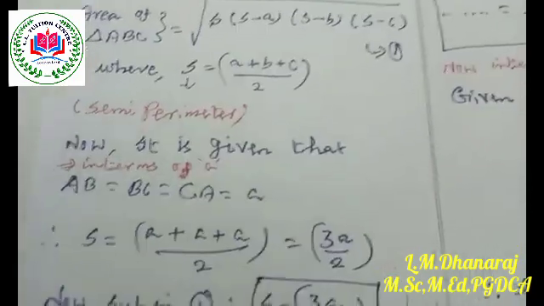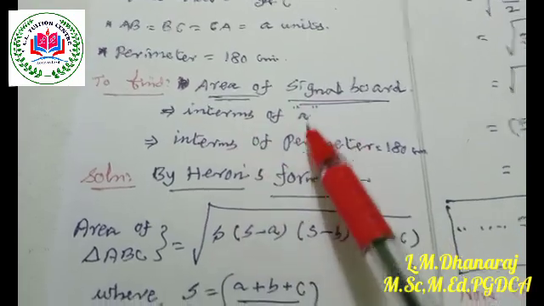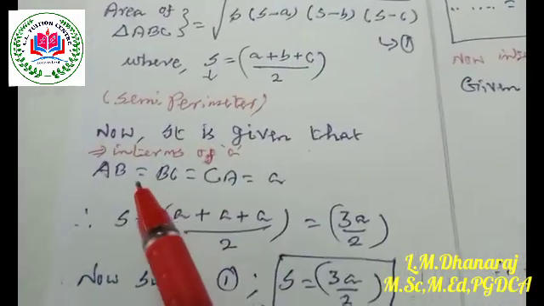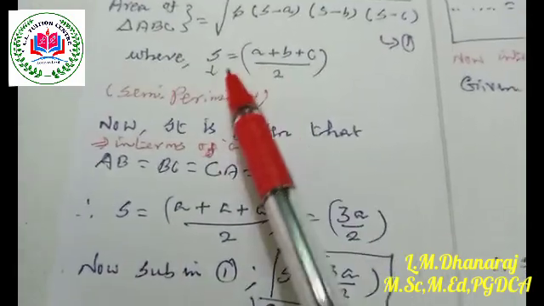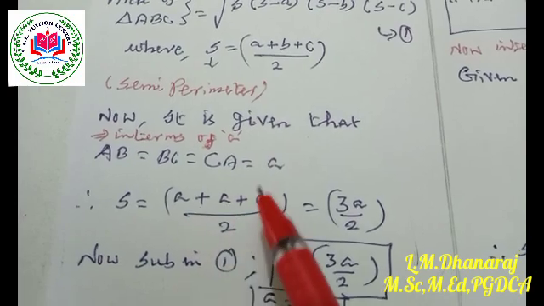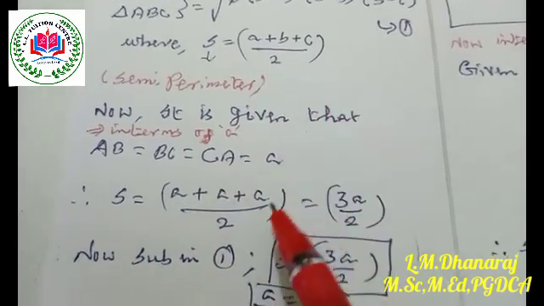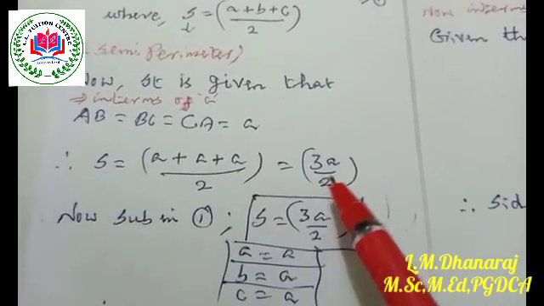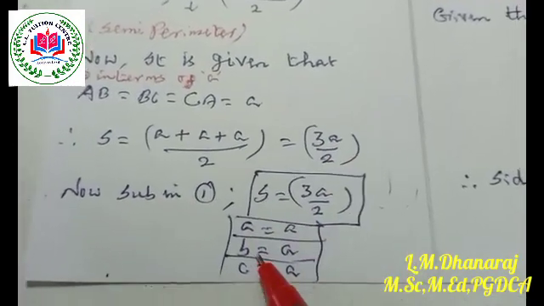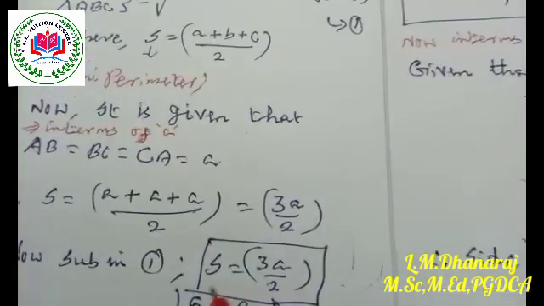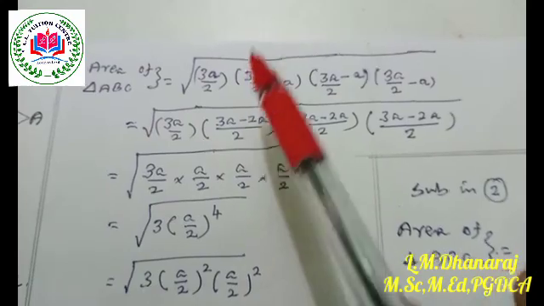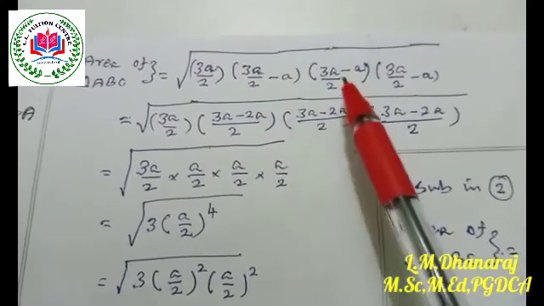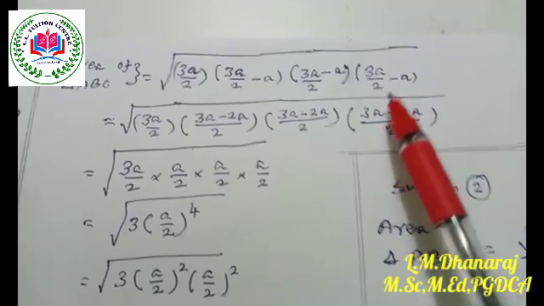Now first, in terms of the given unit a, let us say since AB is equal to BC is equal to CA is equal to a, therefore S is equal to a plus a plus a, because b also is a and c also is a. So 3a by 2, this is S. Now a is equal to a, b is equal to a and c is equal to a. So substituting in equation number 1, we will be getting, instead of S, let us replace 3a by 2, and here it is 3a by 2 minus a, 3a by 2 minus a, and 3a by 2 minus a.